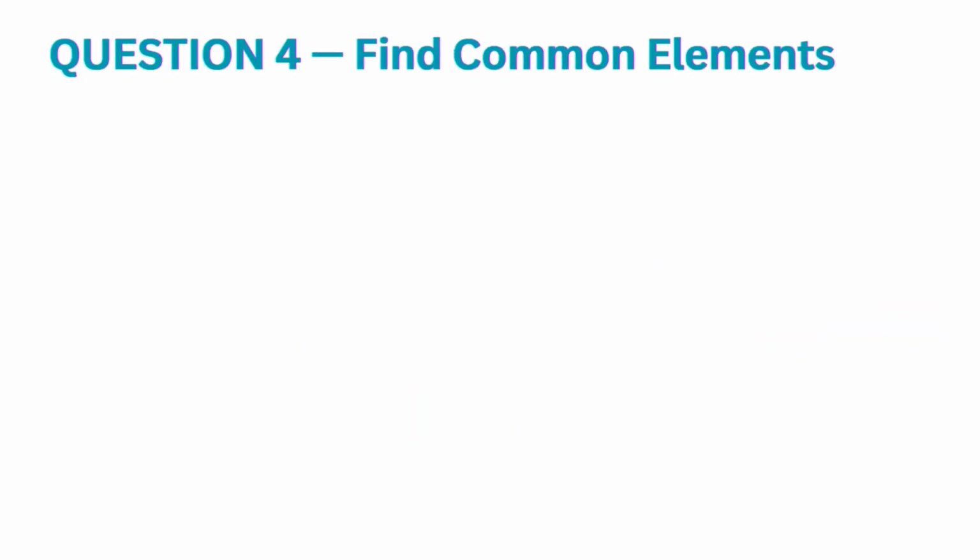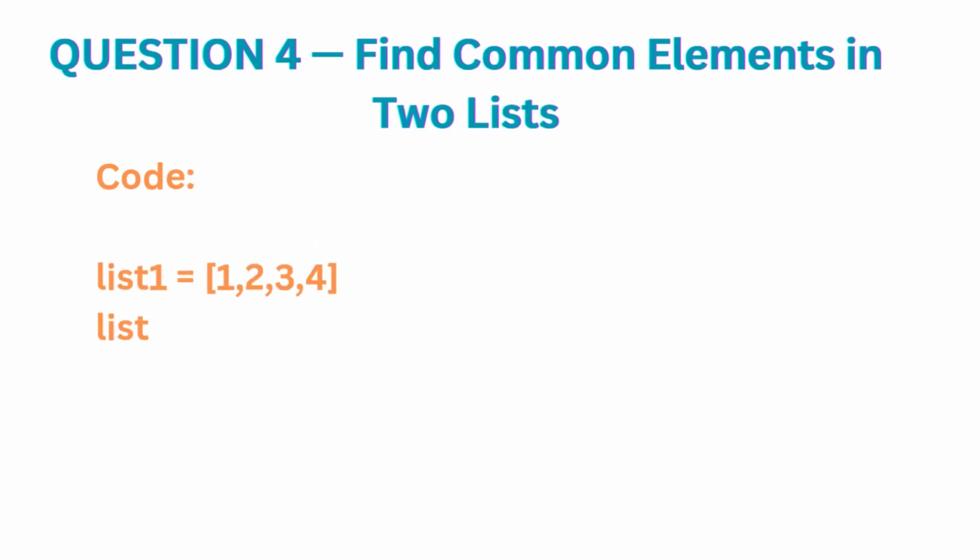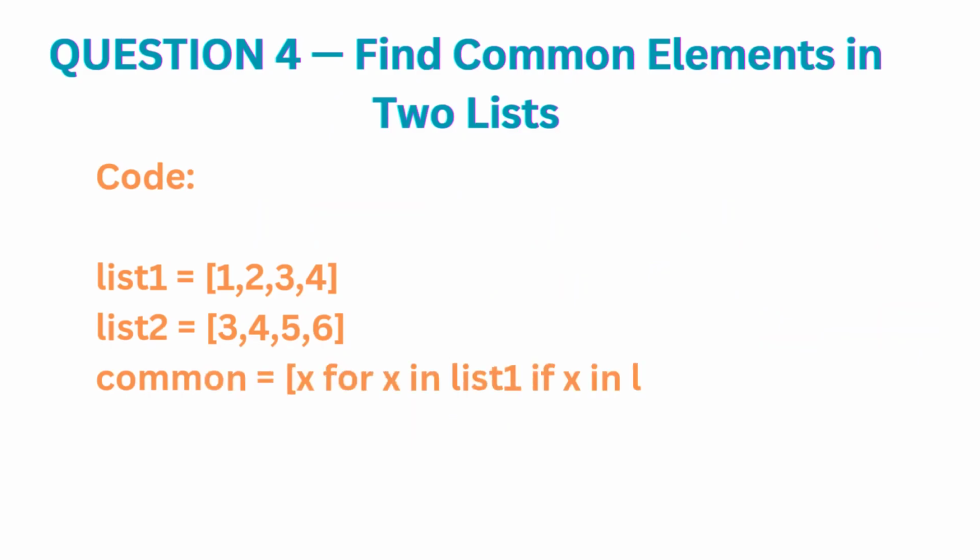And the next question is find common elements in two lists. Here are given list 1 is 1, 2, 3, 4 and list 2 is 3, 4, 5, 6. To find the common elements, x for x in list 1 if x in list 2, that should print the common. So this is a simple nested comparison to find intersection.